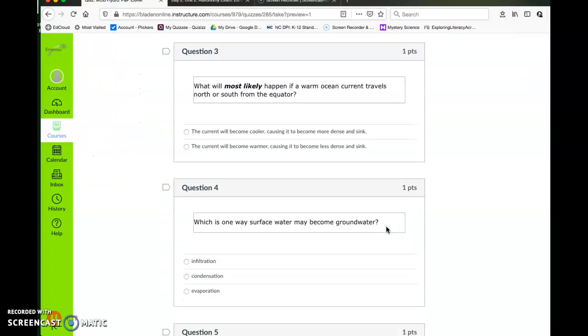Question number 3. Which will most likely happen if a warm ocean current travels north or south from the equator? The current will become cooler, causing it to become more dense and sink, or the current will become warmer, causing it to become less dense and sink. Question number 4. Which is one way surface water may become groundwater? Infiltration, condensation, or evaporation?